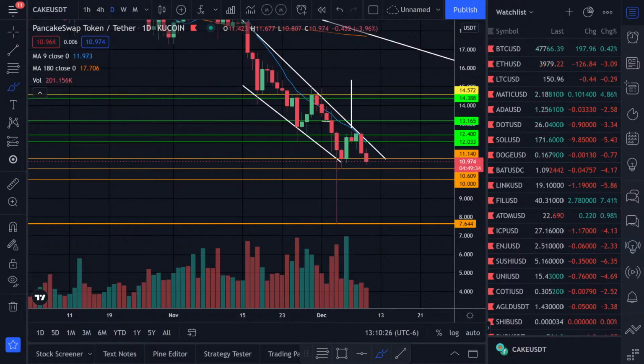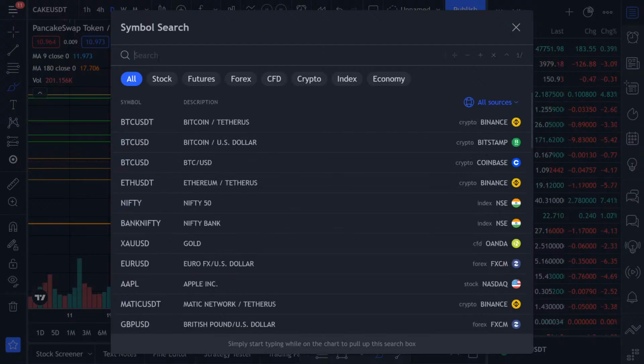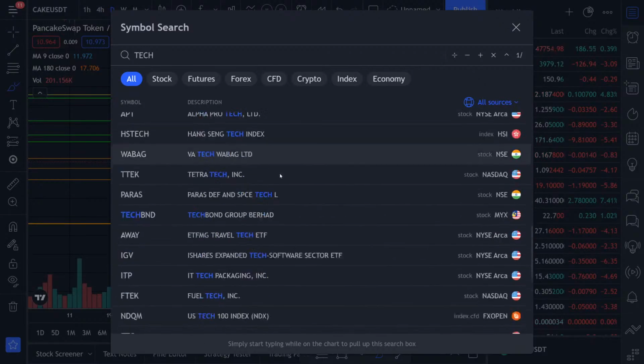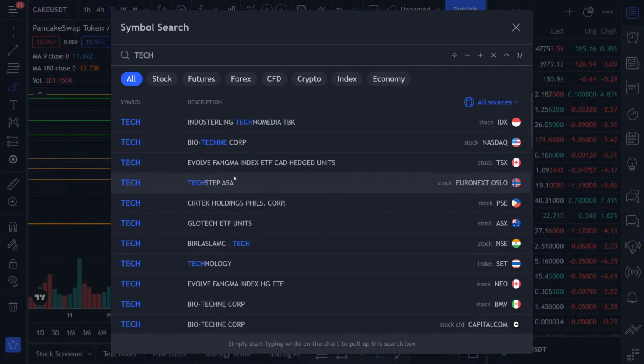Some of the coins. VS. Tech. What are those? Are those stocks? VS and Tech?